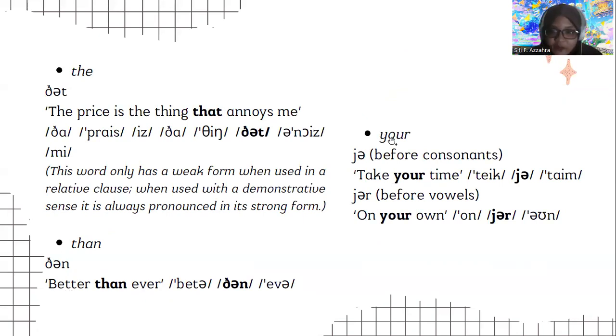And the next one we have your. Here pronounce it y if it came before consonants, like take your time. Or your if it came before vowels, like on your own. Here the R is pronounced, unlike the one before consonant.